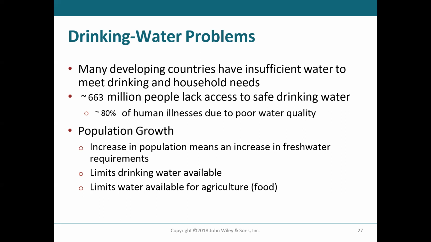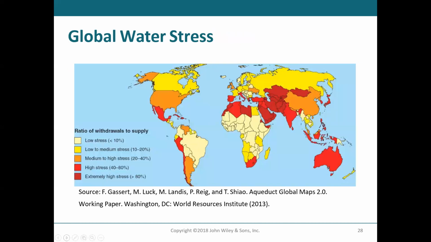Population growth is definitely an influencing factor in water quality and drinking water. An increase in population means an increase in fresh water needs, which limits drinking water available, which limits water available for agriculture and food. And it also means that less water is available, so the quality can significantly decrease.